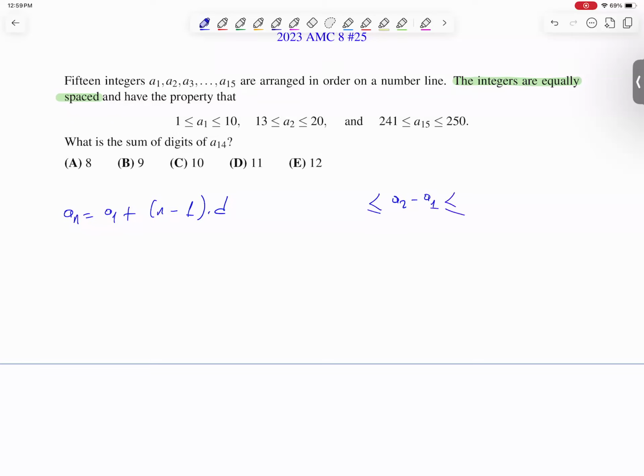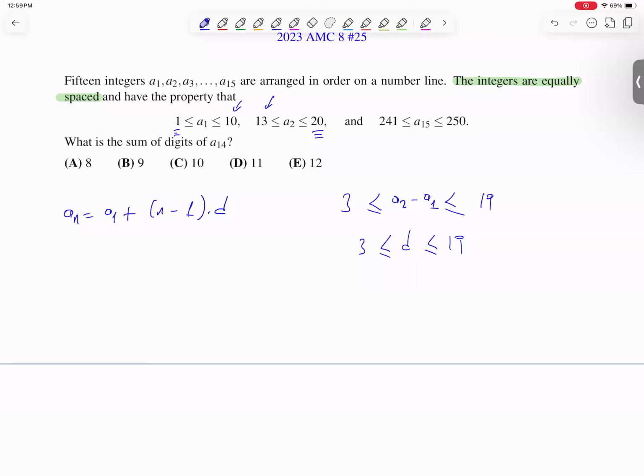We can get an upper bound and a lower bound. For the upper bound, if a1 is equal to 1 and a2 is equal to 20, the constant difference is 20 minus 1, which is 19. For the lower bound, a1 is equal to 10 and a2 is equal to 13, then 13 minus 10 is equal to 3. The constant difference is between 3 and 19.